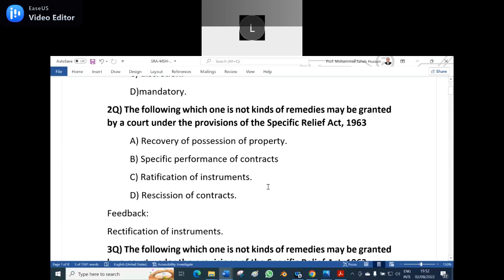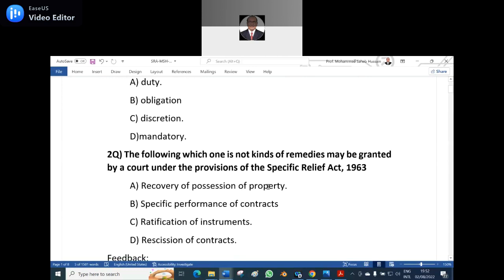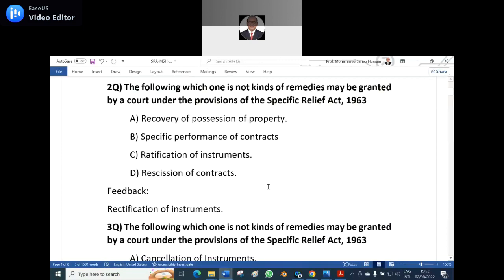The second question. Which one is not a kind of remedy that may be granted by a court under the provisions of the Specific Relief Act 1963. Option A, recovery of the possession of the property. Option B, specific performance of the contract. Option C, ratification of the instruments. Option D, rescission of the contract. Option C. What is the right word? It is rectification of instruments, not ratification of instruments. Hence, the wrong answer is C, ratification; it's the rectification.